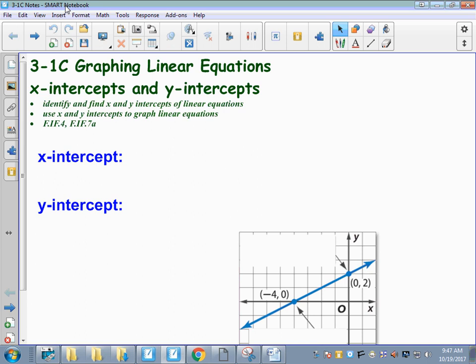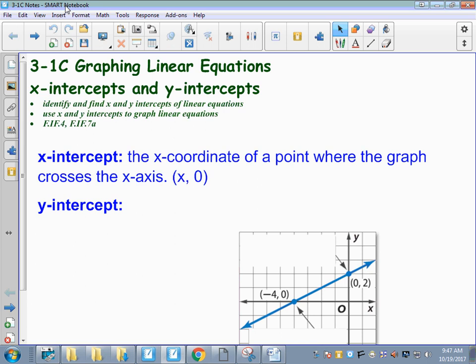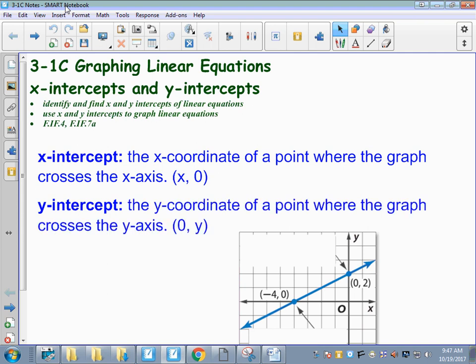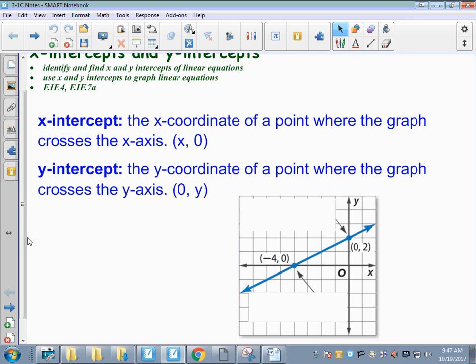So in order to use X and Y intercepts, we've got to understand what those are. An x-intercept is the x-coordinate of a point where the graph crosses the x-axis. So intercept, I think of like an interception. It's where it crosses the line. And then a y-intercept is the y-coordinate of a point where the graph crosses the y-axis. There are two different points usually, unless it's the origin. The only time that the x-intercept and the y-intercept can be the same point is the origin.